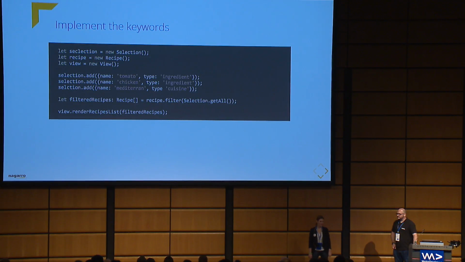So let's look at this code. First of all, we are defining our selection, recipe, and our view. Afterwards, we are adding to the selection the ingredients, like a tomato, chicken, or a cuisine type, Mediterranean. At the end, we filter the recipe list by recipe.filter at selection get all. And in the end, we render this list. So as you can see, there is no logic implemented. We only use the keywords.